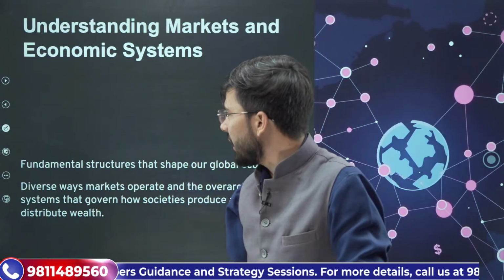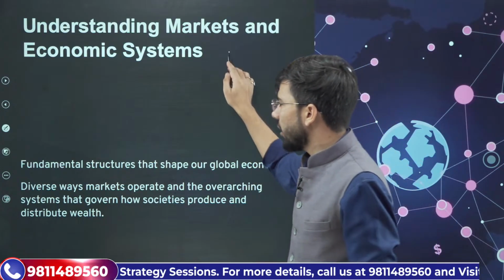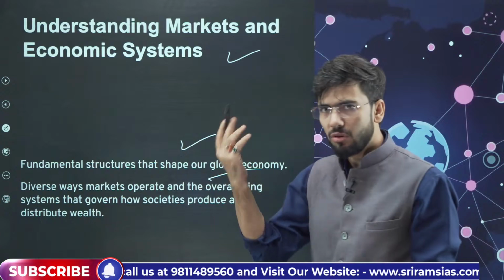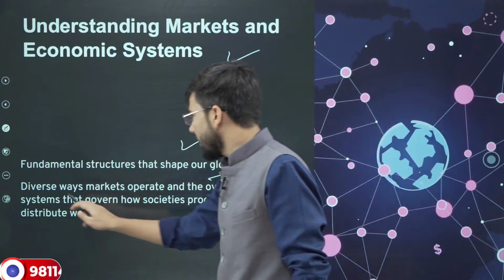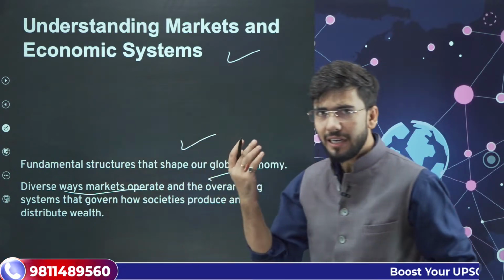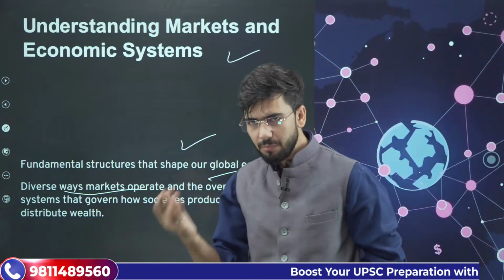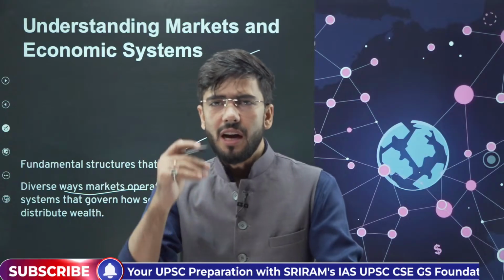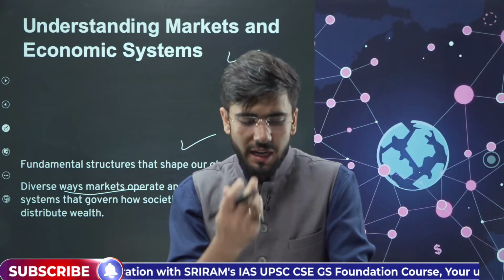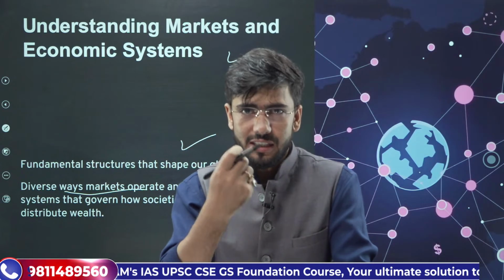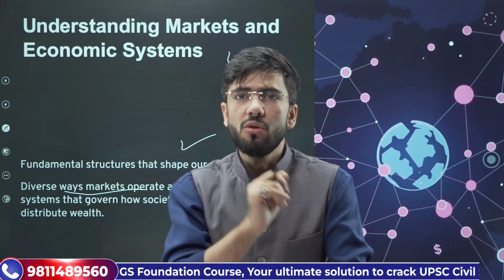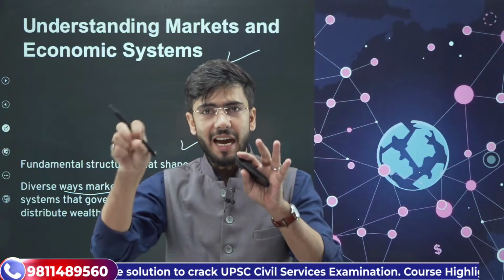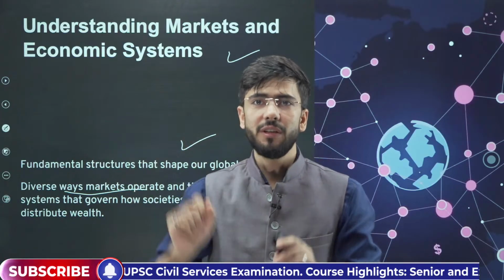So now let's understand market systems and economic systems. Simple. Market is a fundamental structure that shapes our global economy, with diverse ways in which markets operate. There are people who operate in the market through diverse ways. Like I'll say simply, a firm like Google, it monopolizes itself and was recently fined also because it has created a monopoly through its tie-ups in the Android features.